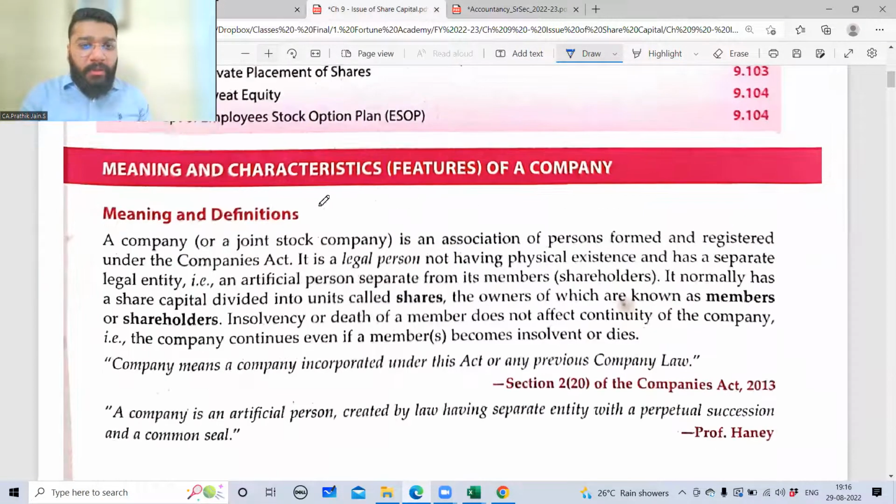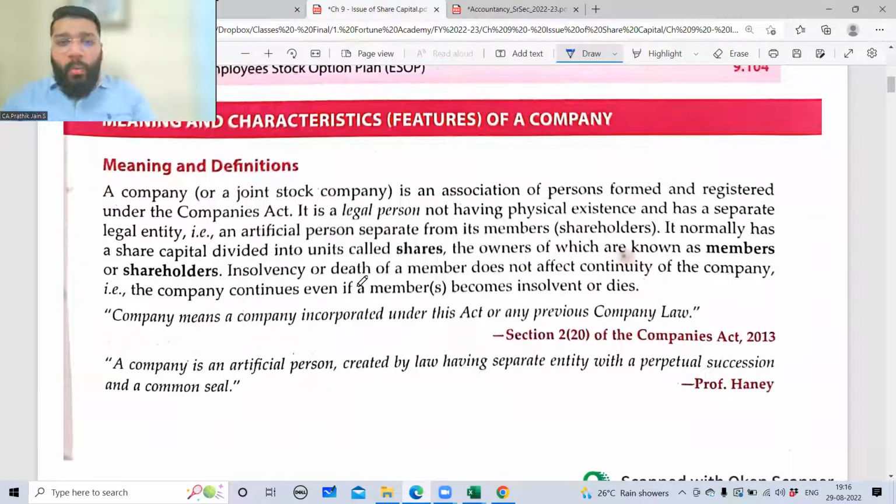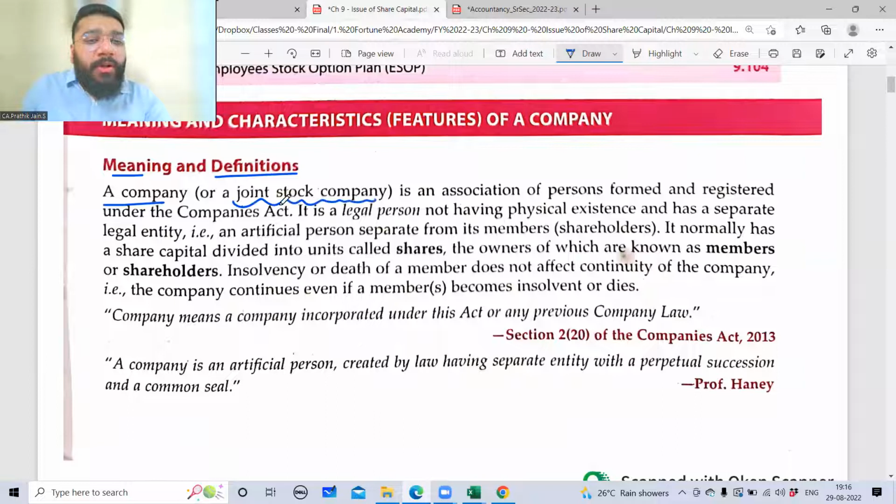So in this topic now, we have to learn the meaning and the definition of a company. It says that a company, which is also called a joint stock company. Another name for company is joint stock company. We don't use this word frequently now. Earlier, we used this word joint stock company. It was very famous back then. A company is an association of persons formed and registered under the Companies Act.